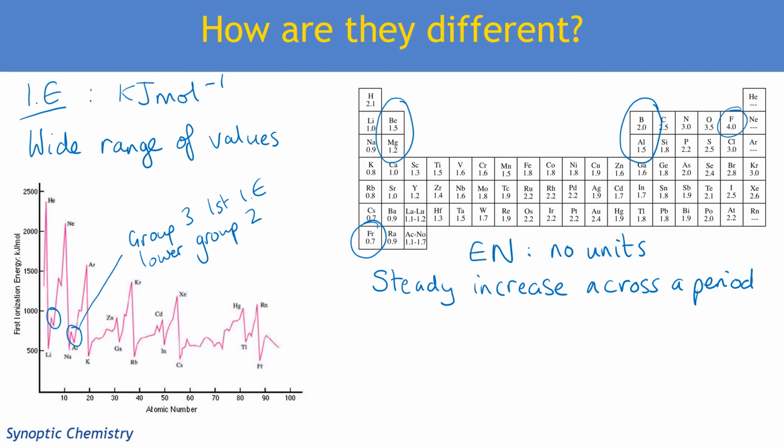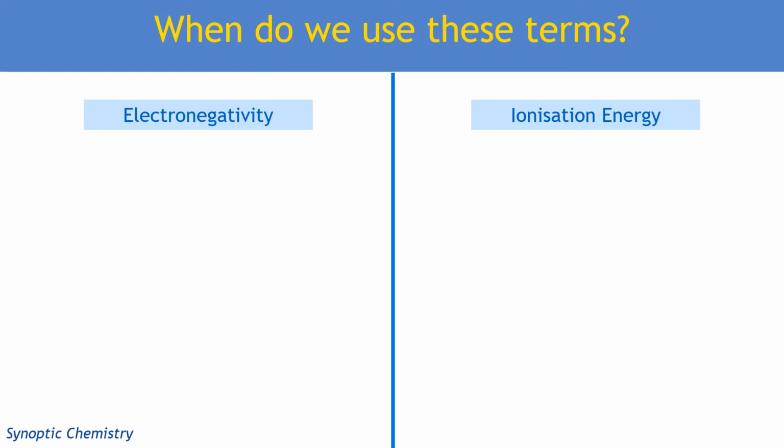So in the last bit of this video, we're just going to look at when we use each term, because the problem with them having similarities is we can mix them up. And I think the word electronegativity is used wrongly quite frequently. So when do we use electronegativity?